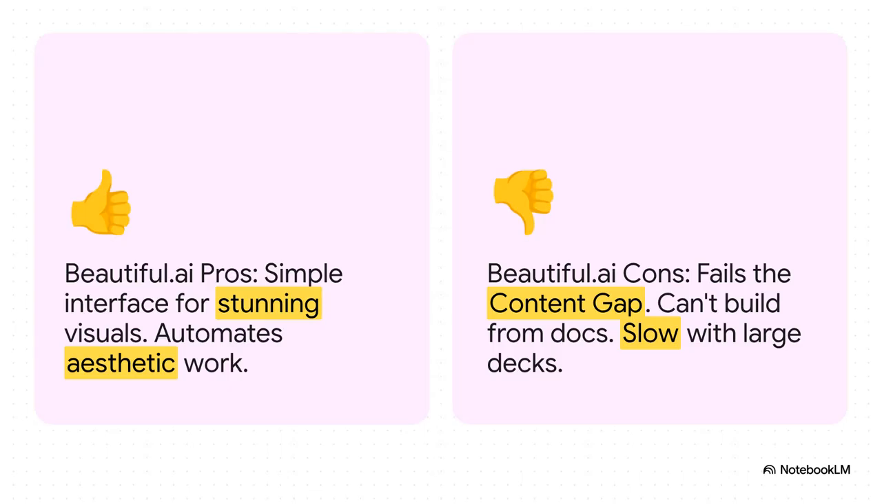Let's use Beautiful AI as our baseline here. Look, its strength is obvious. It has a simple, clean interface, and it makes absolutely stunning visuals, no doubt about it. But for a lot of us, the cons are pretty significant. It completely fails to solve that content gap. You can't just feed it a document and have it build a presentation. And honestly, it can get really sluggish with bigger decks. Not to mention, it's missing some of those key collaboration features we expect now.